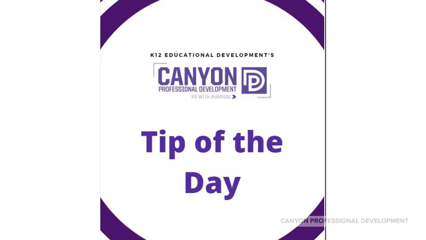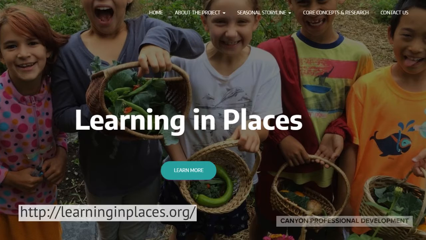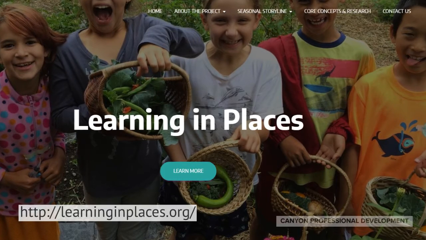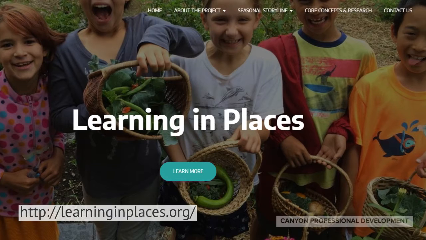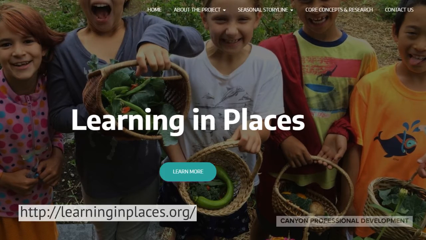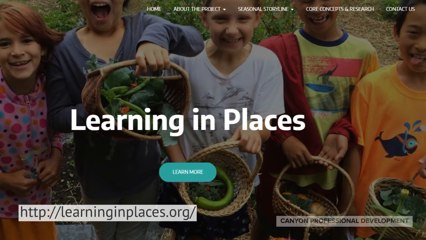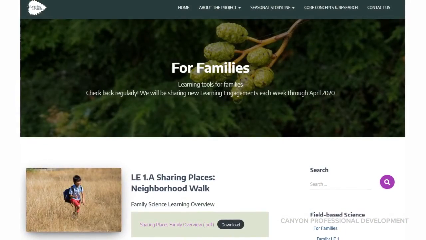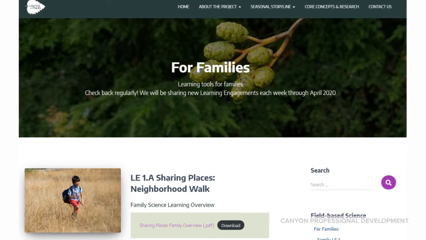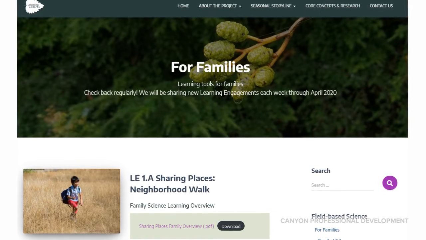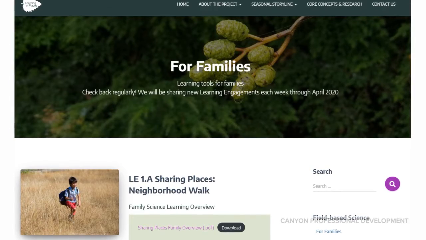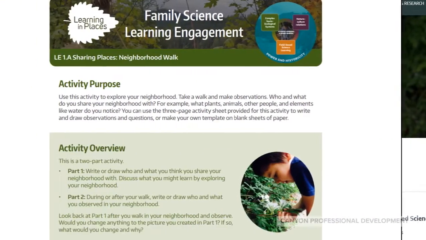and inspire their students. Today's Tip of the Day focuses on a website called Learning in Places, which has designed equitable, culturally based socio-ecological science units intended for K-3 students and their families. Supported by a grant from the National Science Foundation, they have designed several units that can be used by families in their neighborhood with their children.